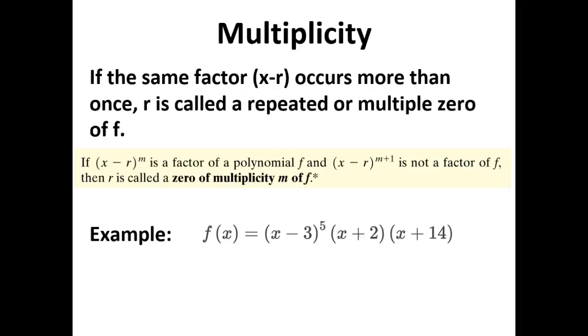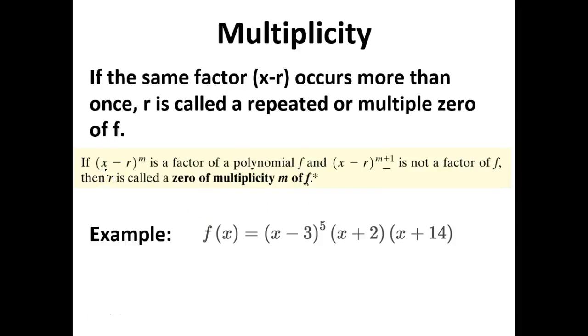Some other things that could happen with this: if the same factor, x minus r, occurs more than once, r is called a repeated or multiple zero of f. So I'm just going to keep reading here. If x minus r to the m is a factor of a polynomial f, and x minus r to the m minus 1 is not a factor of f, then r is called a zero of multiplicity m of f. Well, what exactly is that saying?